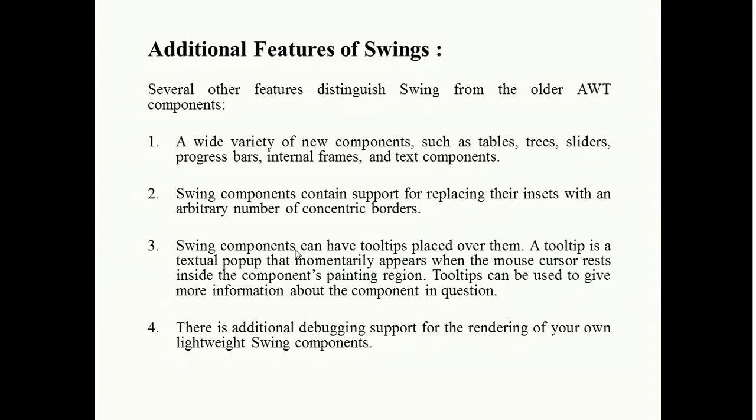A tooltip is a textual pop-up that momentarily appears when the mouse cursor rests inside the component's painting region. A tooltip can be used to give more information about the component. So Swing supports the tooltip component. The fourth feature is additional debugging support for rendering your own lightweight Swing components. These four are the additional features of Swing.